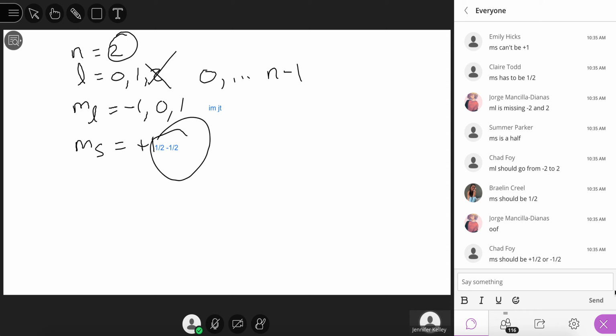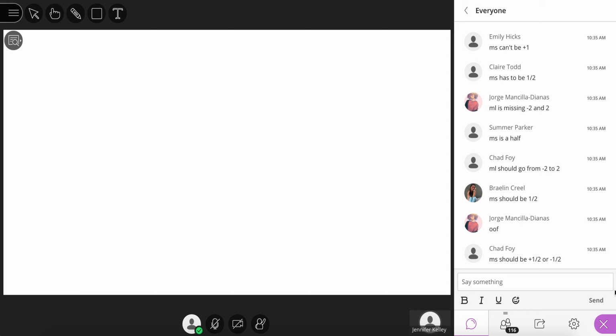Sometimes they'll word the question a little bit different. They'll say things like, if N is 4 and L is 3, what are the possible values of ML? Or they'll give you an ML and say, what are the possible values of MS? Or something like that. They'll ask you what the values are. And I guess just from practicing that, you would pretty much get that.